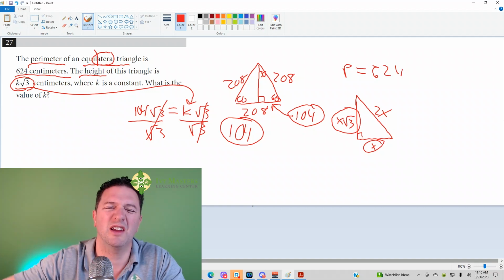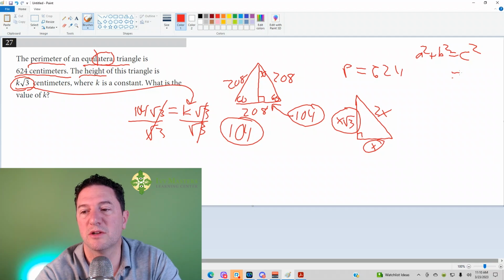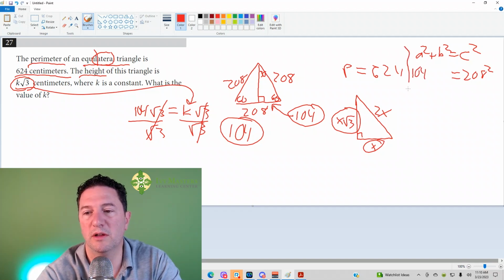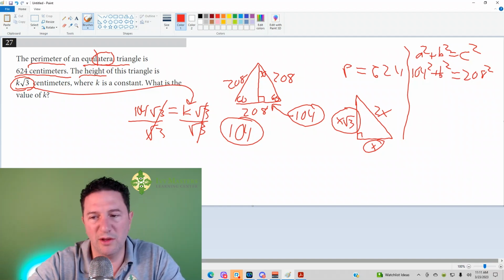Oh, well, actually, I should probably show you Pythagorean theorem as well. So if you're doing a Pythagorean theorem, it's a squared plus b squared equals c squared. Now, c has to be your hypotenuse, so it's going to equal 208 squared. What's your a and what's your b doesn't really matter. But we've got 104. Let me make a little line to separate. 104 squared plus b squared equals 208 squared. You could do this by hand, but ain't nobody got time for that.